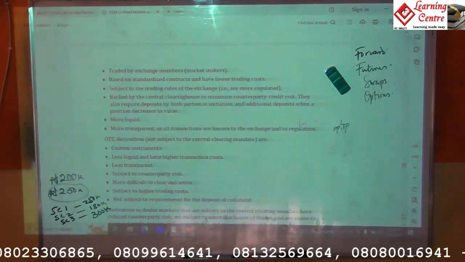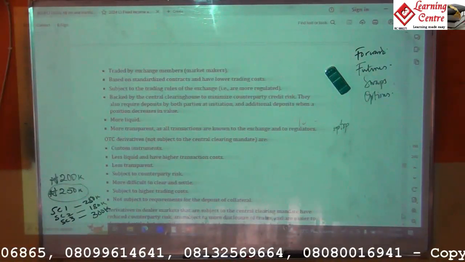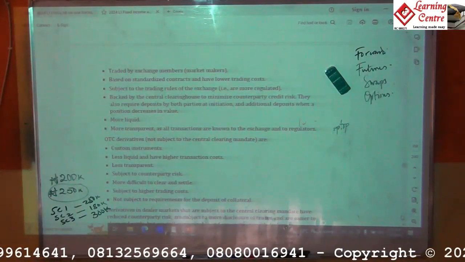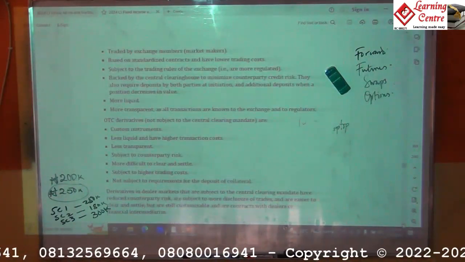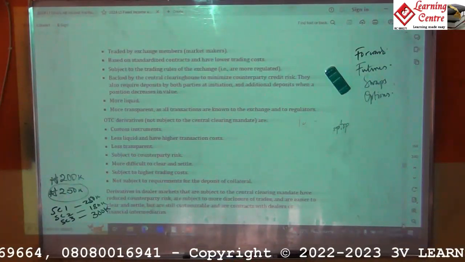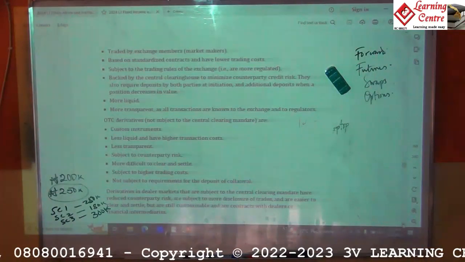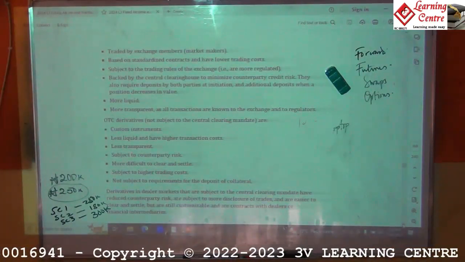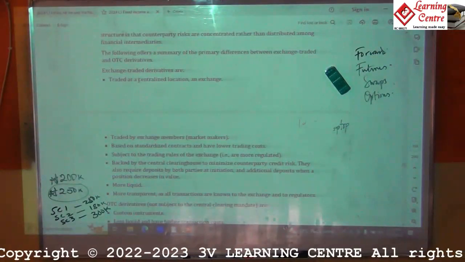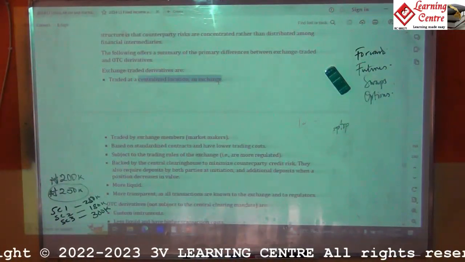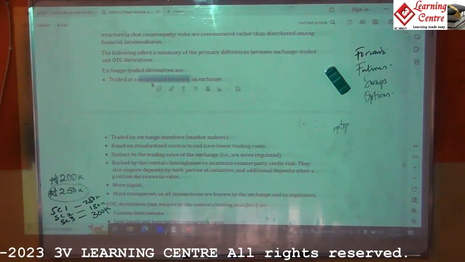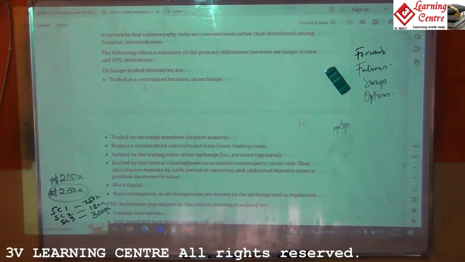Then we spoke about the differences between over the counter and exchange traded. That was very important because it will always come out. When you look at one as a market and you look at the other as just individual transactions, you will get to see what the differences are. For the exchange traded ones, like we said, they are traded at a centralized location and exchange. Location does not mean it has to be a physical location. But there is a market, there is an exchange.